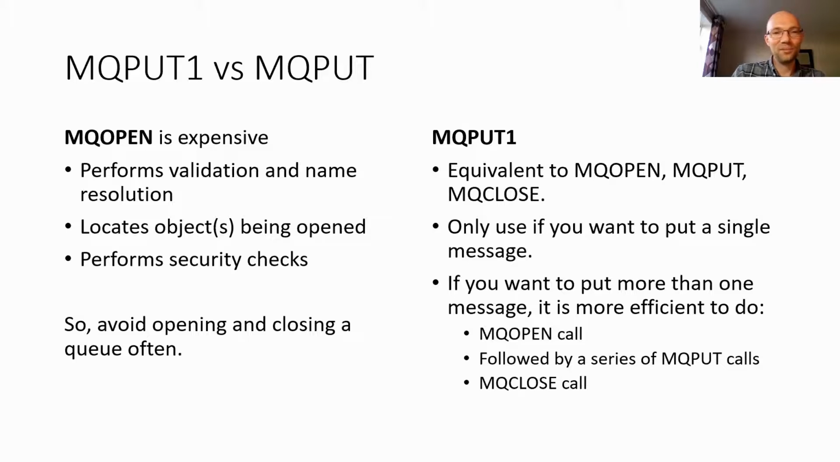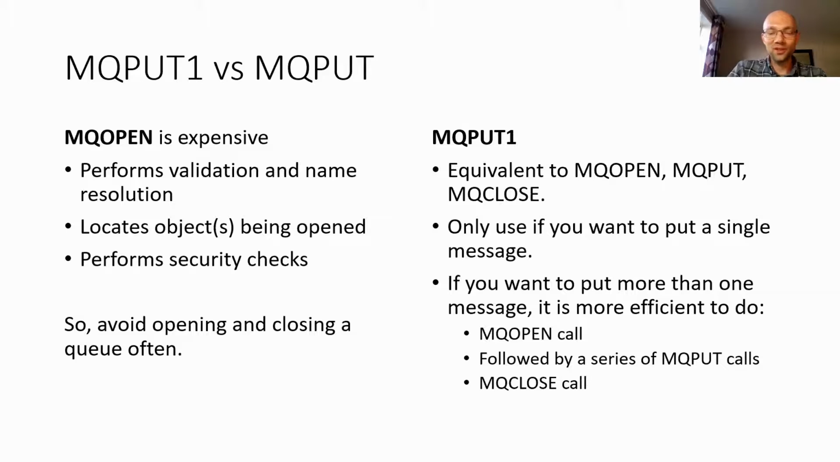I used the example of MQ open on the last slide to show you the number of things that it needs to do. It needs to validate that the options in the MQ open are all okay to start off with. It needs to resolve the queue that's being opened, locate the object, which is on a page set somewhere, and perform security checks. That all makes MQ open quite an expensive operation, so you don't want to be doing it too often.